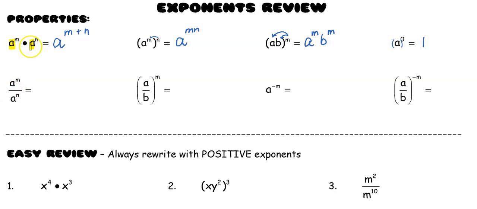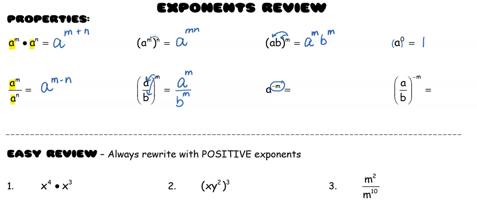So up here we multiplied like bases. When we look at the fraction, don't forget fractions mean division. So when I am dividing like bases, I'm going to subtract the exponents. So multiply like bases we add, dividing like bases we subtract. Just like up here, how we distributed that exponent into the parentheses, I'm going to do the same thing when I have a fraction. I have to distribute the exponent to the numerator, and I have to distribute the exponent to the denominator.